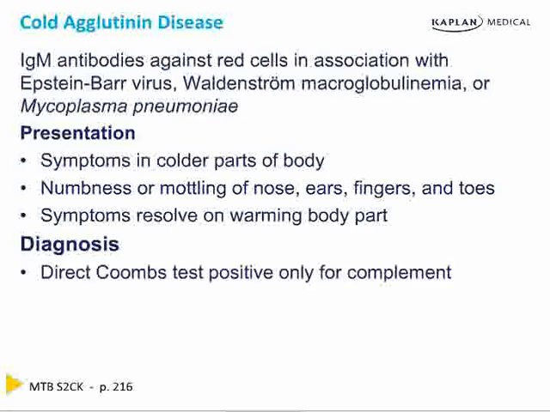The diagnosis is based on the fact that the IgM only makes a Coombs test positive for complement. Now, I know that might be difficult for some of you. You might say, well, I didn't know there's a different part of the Coombs test. Well, there is actually. There's a direct Coombs for IgG antibodies. That's also known as warm antibodies, autoimmune antibodies, IgG antibodies. And in cold agglutinin disease, the Coombs test is positive only for complement.